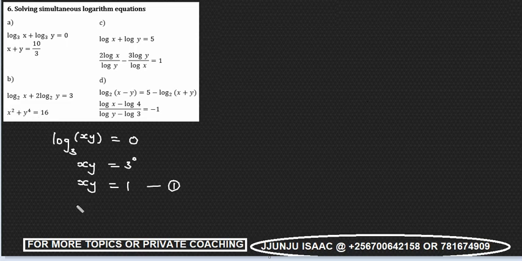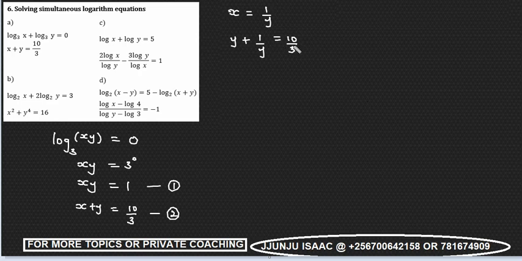We also have the given equation x plus y is equal to 10 by 3. So we can now substitute from 1, x is equal to 1 over y. So where there is x, I'm going to put 1 over y, equal to 10 over 3.